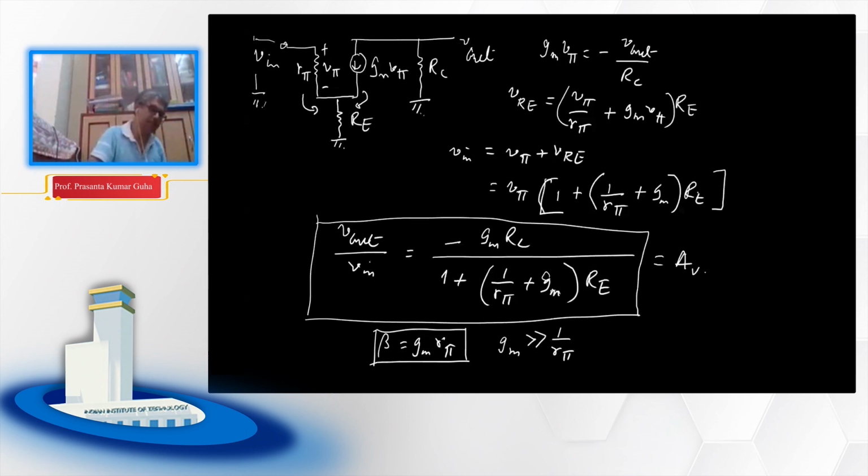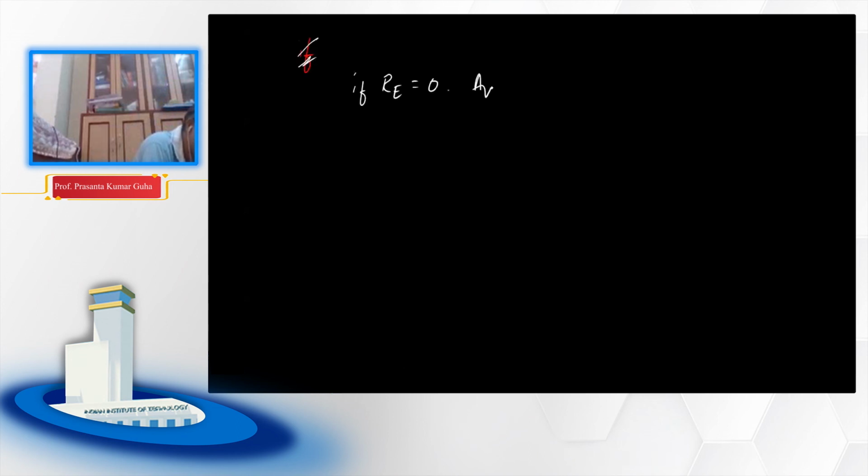So this is the expression: Av is nearly equal to minus gm RC over 1 plus gm RE. In what we have discussed so far, if RE equals 0, then the gain was minus gm RC. And if RE is not equal to 0, then the gain is minus gm RC over 1 plus gm RE.